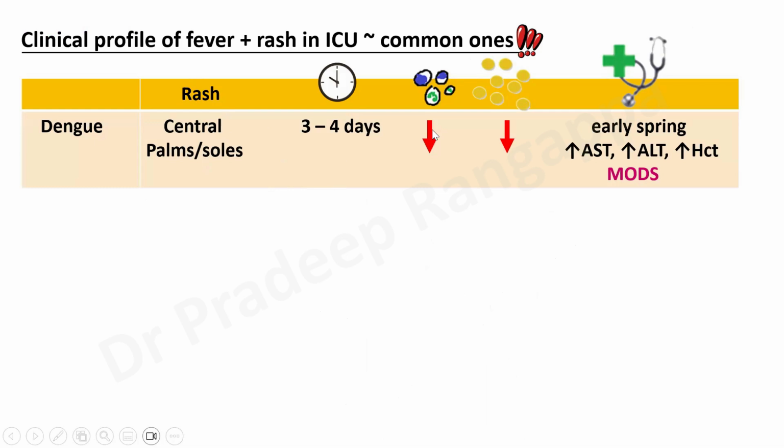And dengue, all of you know, they'll have leukopenia, thrombocytopenia. It occurs during the seasonal change. Liver enzymes can be high, hematocrit can be high, multi-organ dysfunction is not uncommon in dengue. Sure, many of you know, we won't dwell into all the other clinical features, but this is how dengue is seen.